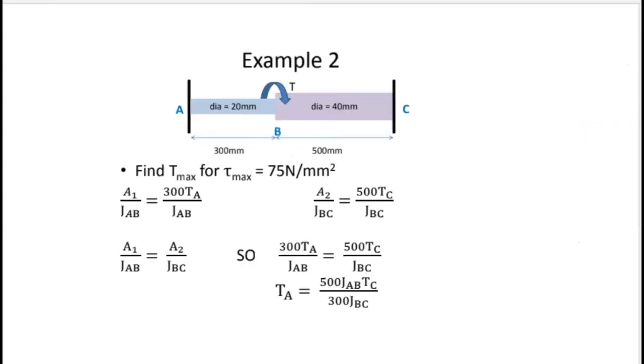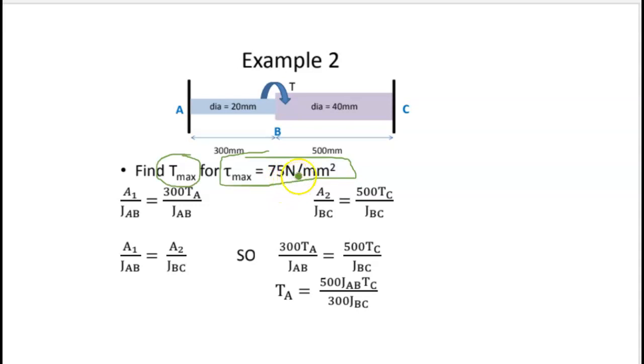Now, next one. Let's say we got an example where there are two rods together, made of the same material. The first rod is 20 millimeter. The second rod has a diameter of 40, double. The length of the first rod from here to here is 300. The second rod from here to here is 500 millimeters. They want us to find out the maximum torque when the shear stress is given as 75 megapascals, 75 newtons per millimeter square.